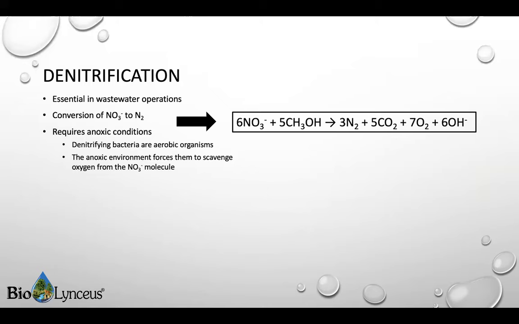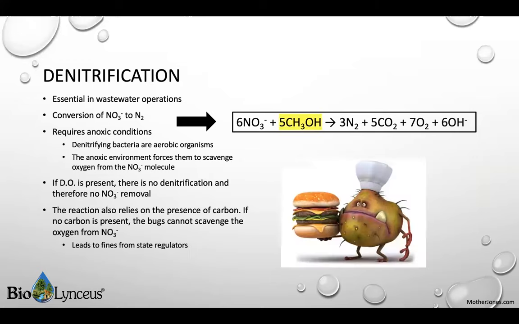Denitrifying bacteria are aerobic organisms. However, to utilize them for denitrification, we must starve them of oxygen and force them to scavenge oxygen from the nitrate molecule. If DO is present, effective denitrification cannot occur. You can see from the equation that denitrification requires the presence of an organic carbon source. If no carbon is present, the bugs cannot scavenge the oxygen from the nitrate molecule. This is where Candy Carbon comes in. Inadequately removing nitrate will increase effluent nitrate numbers and could lead to fines from state regulators.